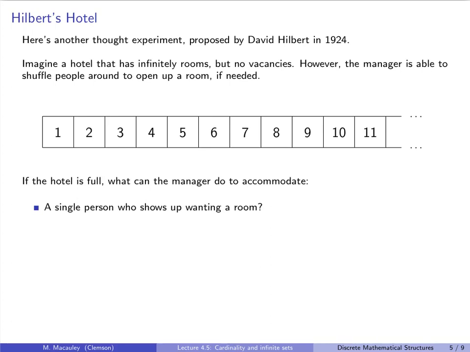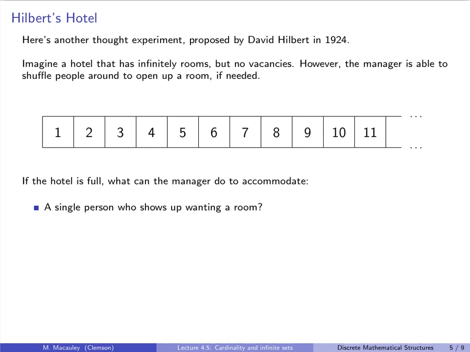Here's a picture of the hotel. So it's one of those motel styles that just has a big line of rooms. So suppose the hotel is full. So every room is occupied. Let's think about what the manager can do to accommodate the following situations. First of all, suppose that a single person shows up wanting a room. So what happens? Again, there's no vacancies, but the manager can get on the loudspeaker and say, everybody, I need you to move to the next room.